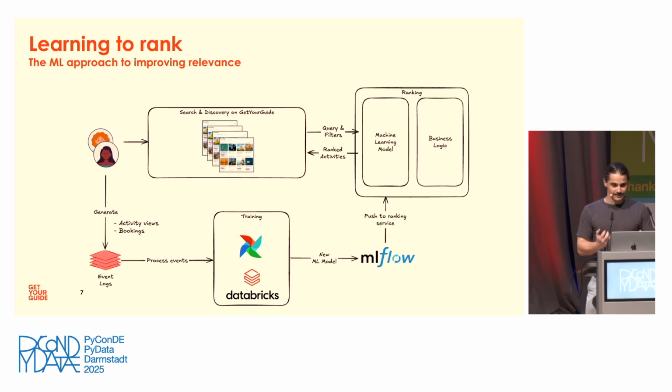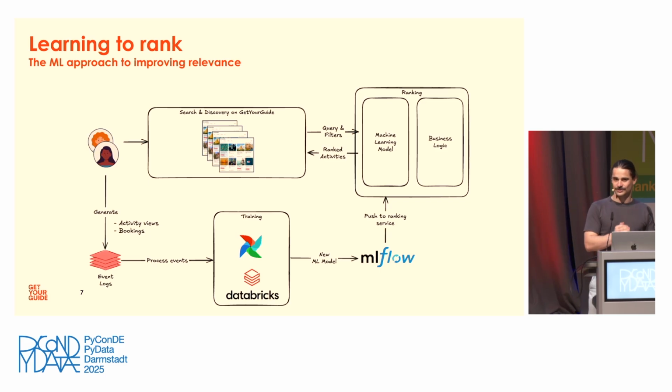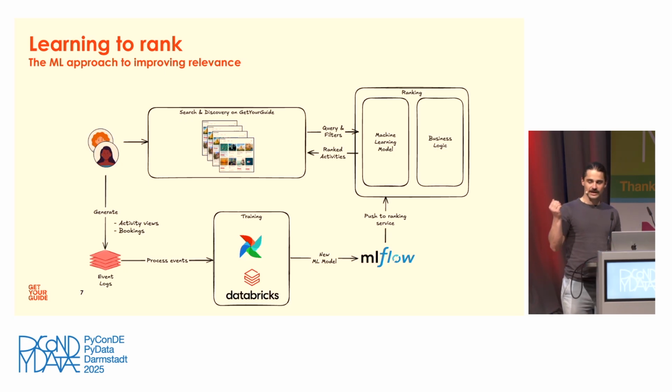Then what we can do, under this learning to rank framework, is process those event logs and train a machine learning model on that data. Using the clicks and bookings, we can retroactively determine what was relevant and then train a new model on that, closing the loop. And then we evaluate the model. If it looks good, we publish it to our model registry to be available to the ranking service and serve new, updated, better rankings. This is done every day.